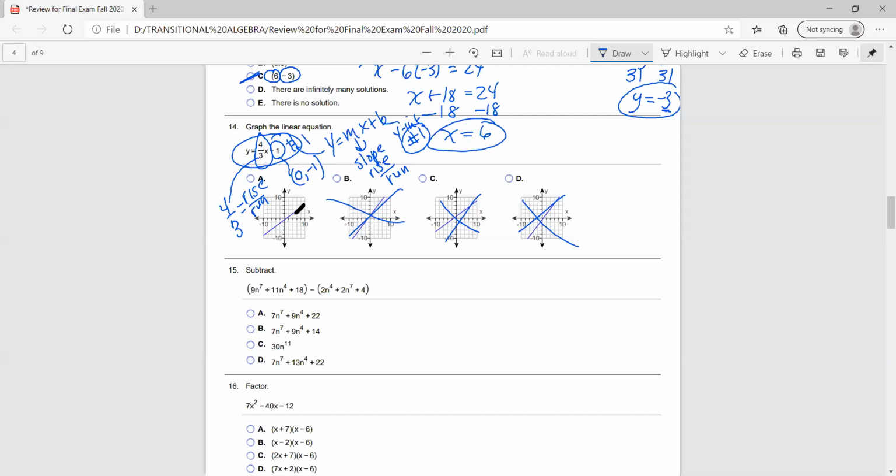Let me see if I've got this on the right scale. So our y-intercept's at -1. We would want to go up 1. They're going up by 2's, and we're running 3. This graph is very hard to read.